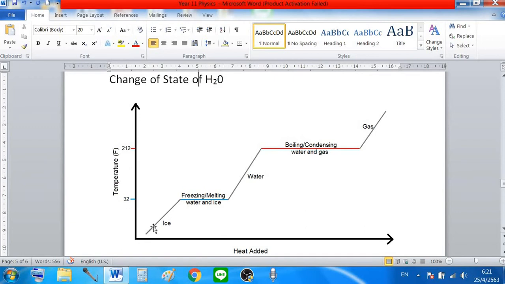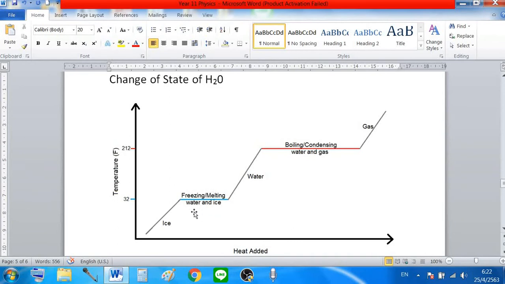And as we add heat to the ice, it becomes warmer and warmer and warmer. It's still ice until it reaches the freezing melting point. And then if we continue to add heat, the ice will melt. As it melts, it stays at 0 degrees Celsius, or 32 degrees Fahrenheit. All the ice must melt before it can begin to increase in temperature.